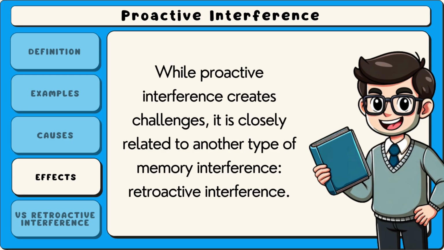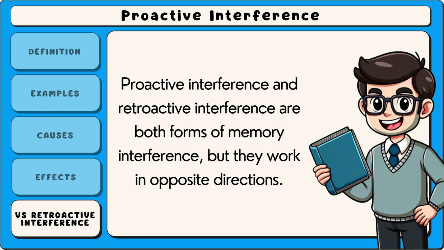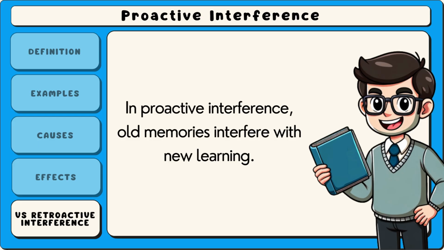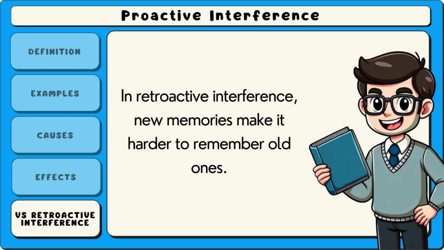While proactive interference creates challenges, it is closely related to another type of memory interference, retroactive interference. Proactive interference and retroactive interference are both forms of memory interference, but they work in opposite directions. In proactive interference, old memories interfere with new learning. In retroactive interference, new memories make it harder to remember old ones.